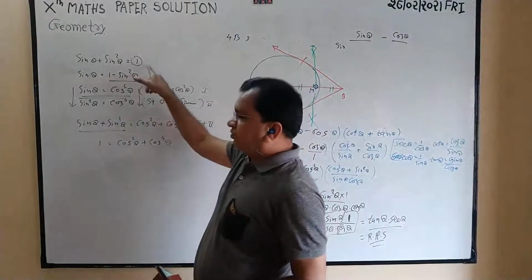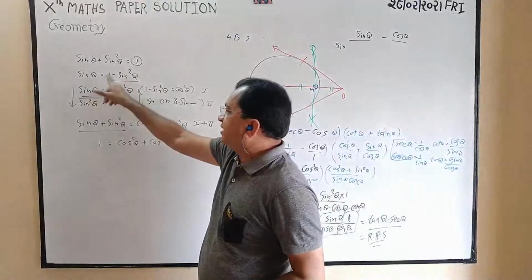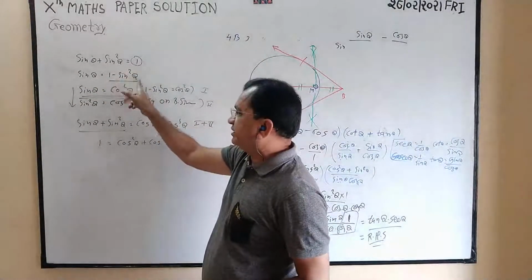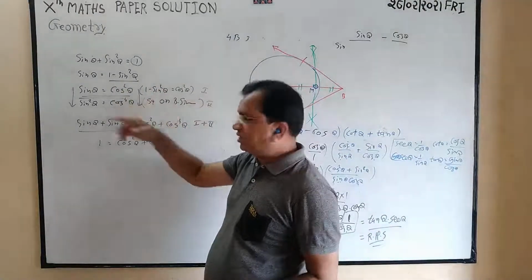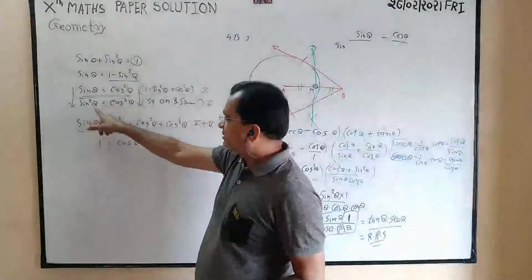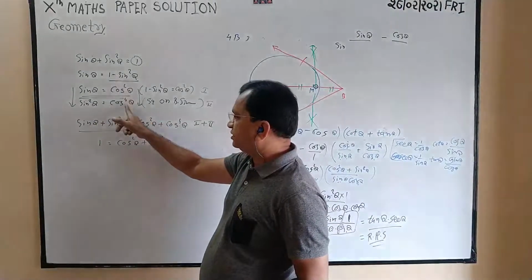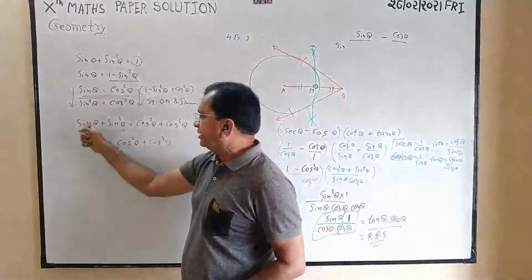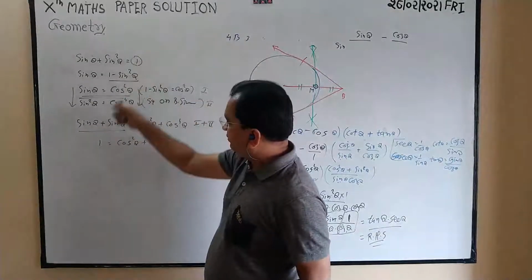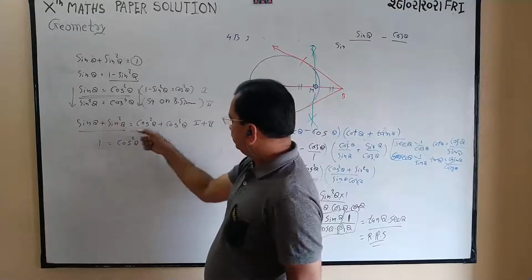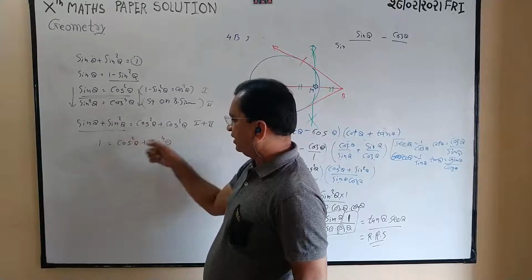Again I am explaining the same. Sin theta plus sin square theta is equal to 1, it is given. So sin theta is equal to 1 minus sin square theta, and 1 minus sin square theta is equal to cos square theta. Now you square on both the sides: sin square is cos raised to 4. Now left side total, right side total, and sin plus sin square is already given as 1, so the value we have to find out is 1.